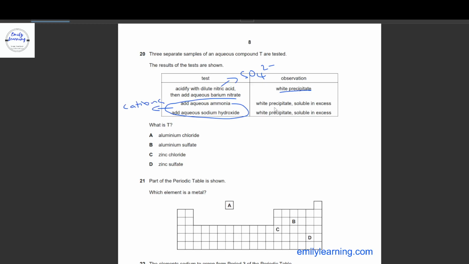So you get a white precipitate soluble in excess ammonia as well as sodium hydroxide. So it must be zinc because Zn2+, okay, will react with both aqueous ammonia and aqueous sodium hydroxide to give a white precipitate, which are soluble in excess ammonia or sodium hydroxide. So the answer should be zinc sulfate. So the answer is D.